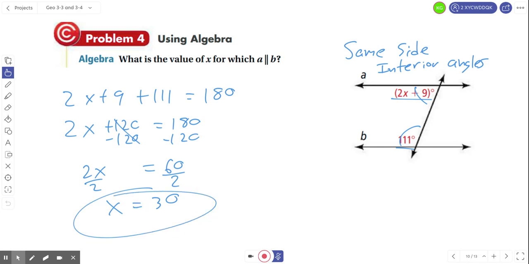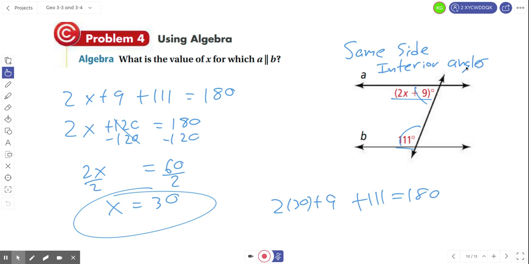I could plug that back in to check. 2 times 30 plus 9 plus 111. Put that in your calculator, it sure does equal 180. That is how you can use what we knew, throw some algebra in there.